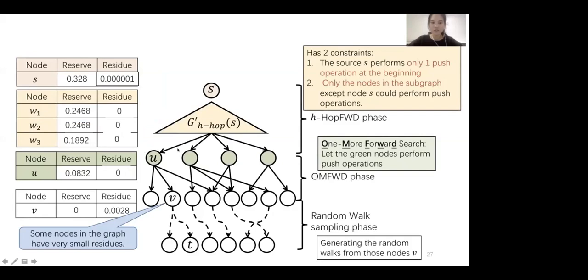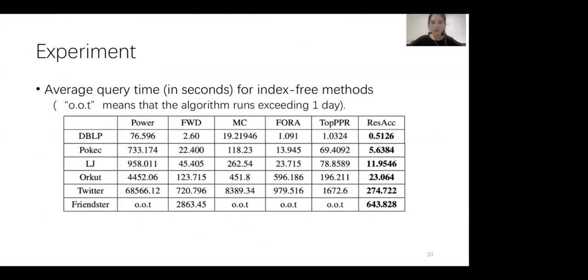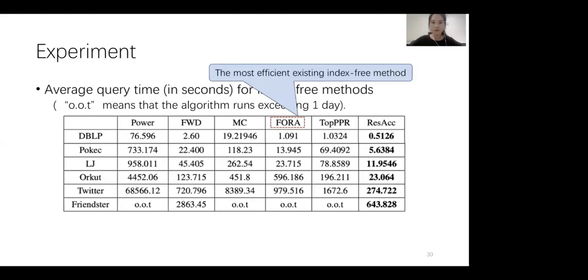Our experiments use 6 real datasets, and we set the termination probability alpha to 0.2, and we select 50 source nodes for evaluation. This table shows the average query time for index-free methods. Here, forward is the most efficient existing index-free method. From this table, we can see that our method is faster than forward by nearly 4 times.